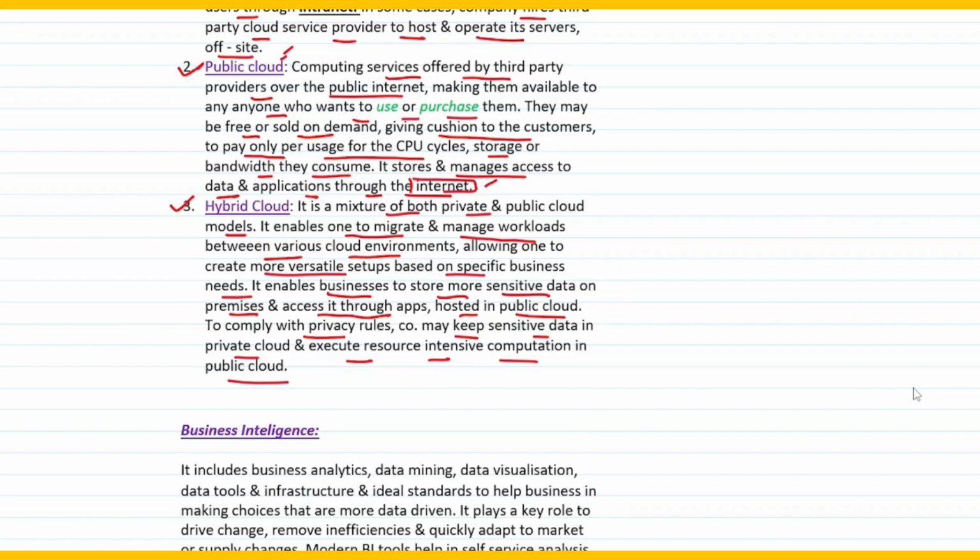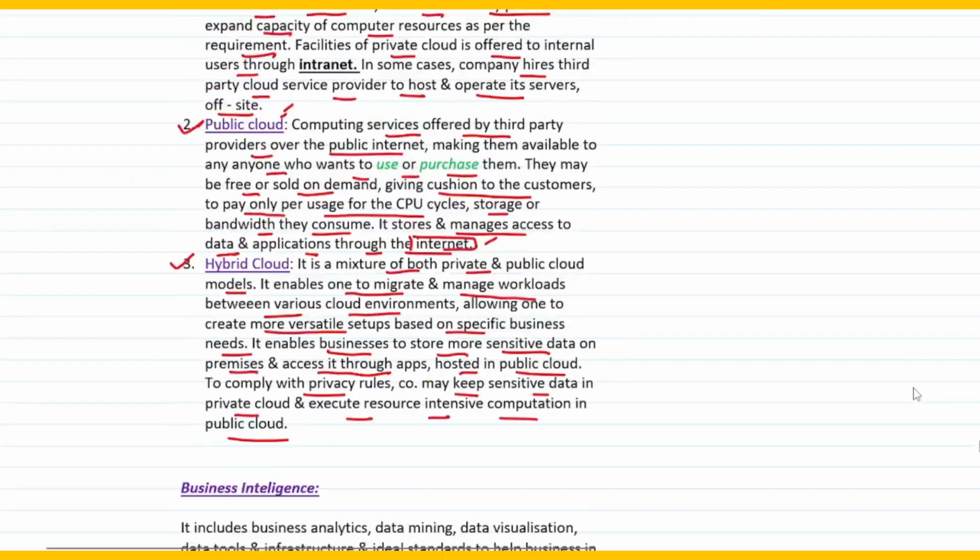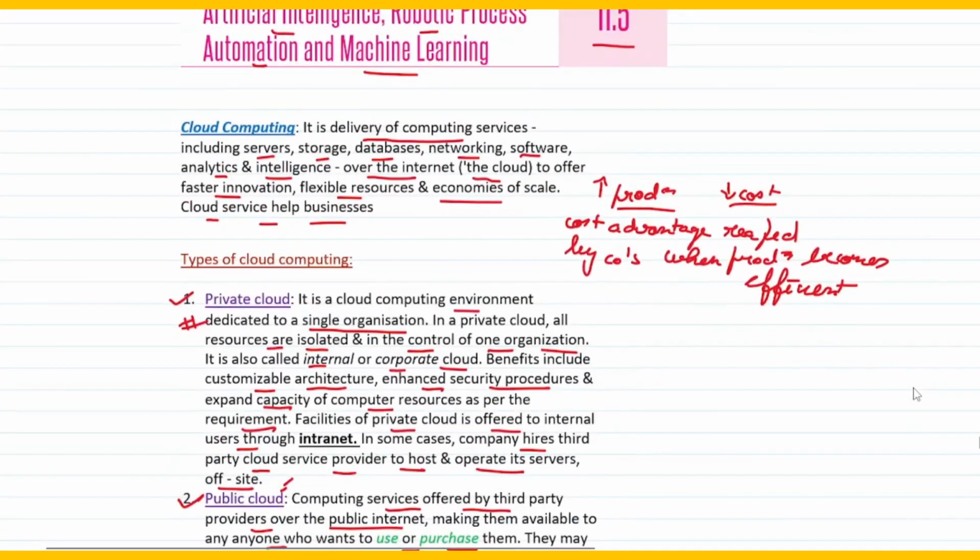So what exactly is a hybrid cloud? Mixture of both private and public model, enables one to migrate and manage workloads between various cloud environments, allowing one to create a more versatile setup based on specific business needs. It enables businesses to store more sensitive data on premises and access it through apps hosted in the public cloud, right? To comply with the privacy rules, a company may keep sensitive data in a private cloud and execute resource intensive computation in the public cloud. So with this we finished cloud computing, right?